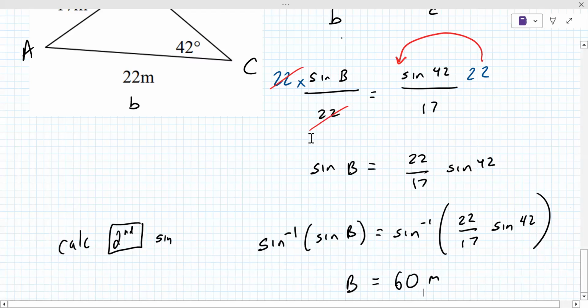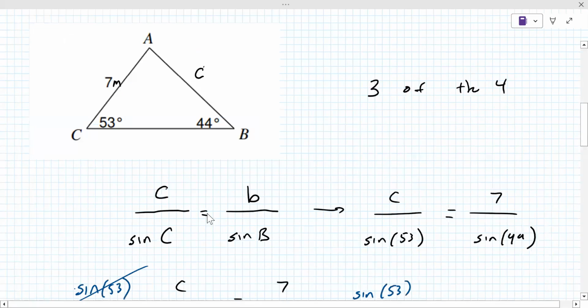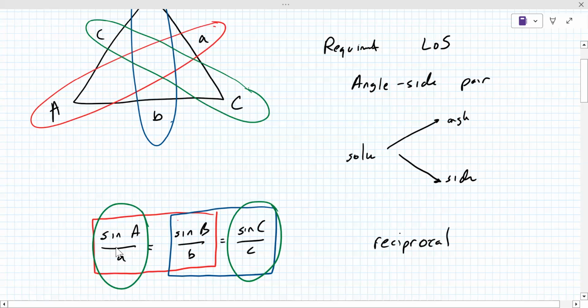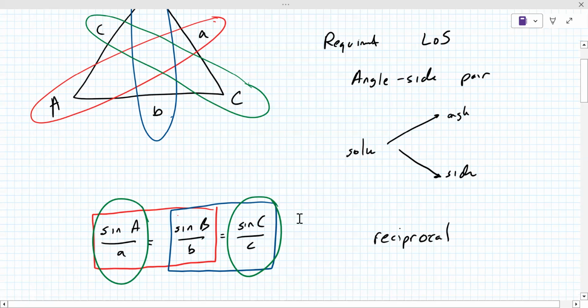So the setup's a little bit different. You start with sine B instead of the side B. The angles go on the top instead of the sides going on the top. You can flip that equation if you go back to what I was showing you earlier here. You can flip the equation, or you can use it like this. You've got to decide how you want to use this. There's not a right or a wrong way to do this. It's however it works for that particular problem.